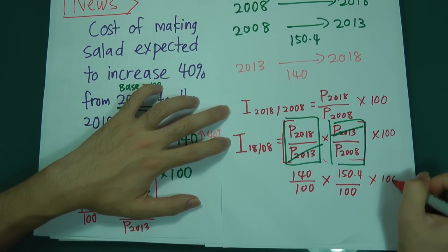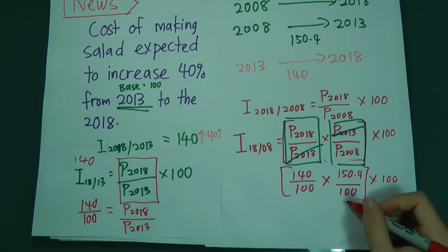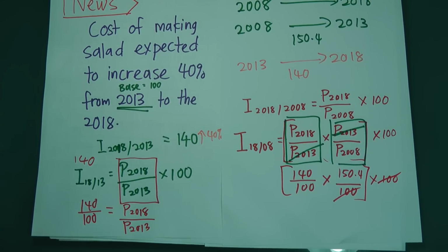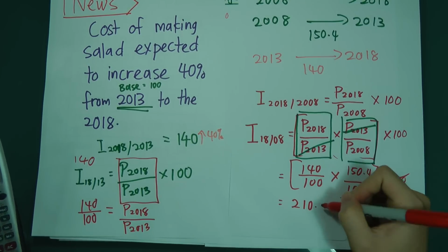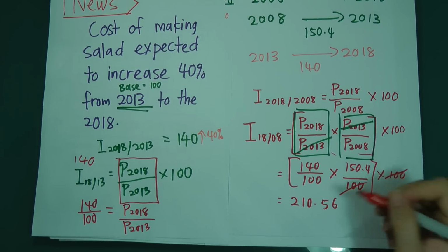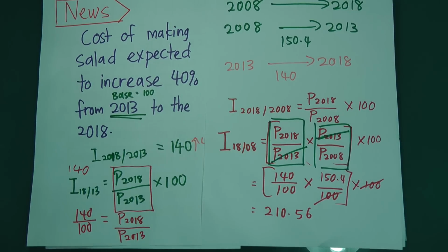Multiply by 100. Okay, so this one you just press the calculator, you can get the answer is 150.4 multiplied by 140, divided by 100. You will get the answer 210.56. Okay, maybe in this part you will feel a little bit messy. However, if you do more questions, it will help you better.